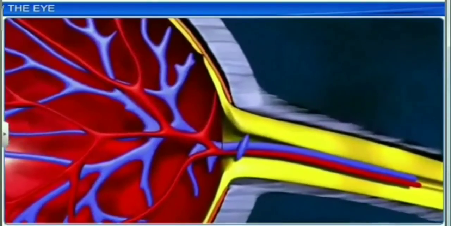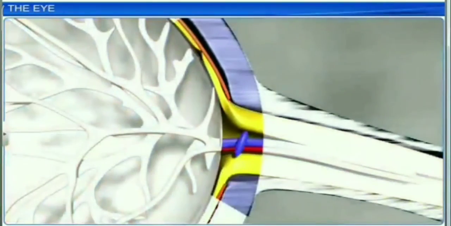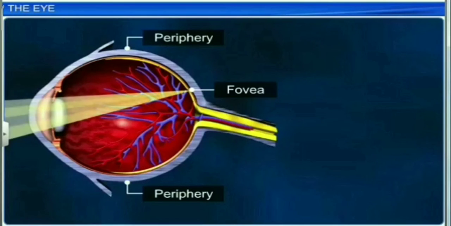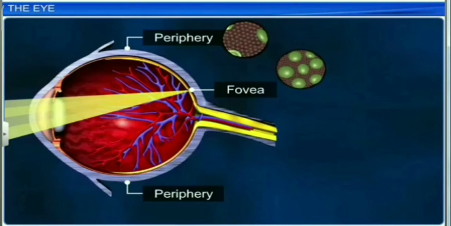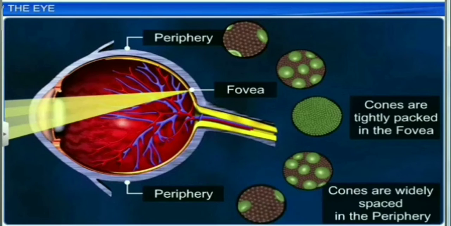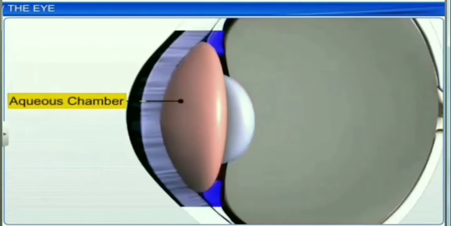The area lateral to the blind spot, or you can say above the blind spot, is called yellow area or macula lutea. At the center there is a depression called fovea. It has maximum density of cone cells and is the place for formation of sharpest vision. The rods and cone cells lie deep in the retina.